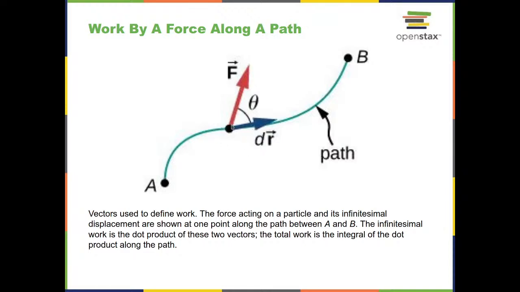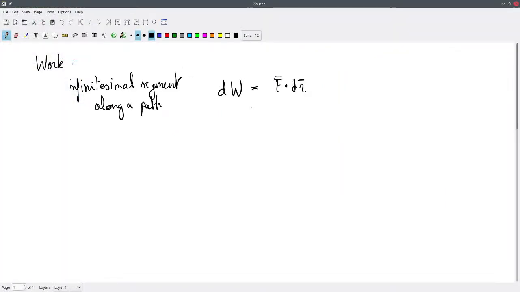You can already see the dot product will cause the infinitesimal amount of work to be 0 when that angle is 90 degrees. And it will be maximized for constant force and displacement when the angle is 0, in other words, when the force and the displacement are parallel instantaneously. So that's the infinitesimal amount. Now, to get to the total work along the entire path, we have to integrate this.